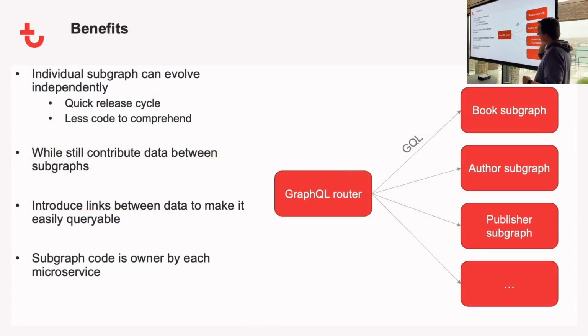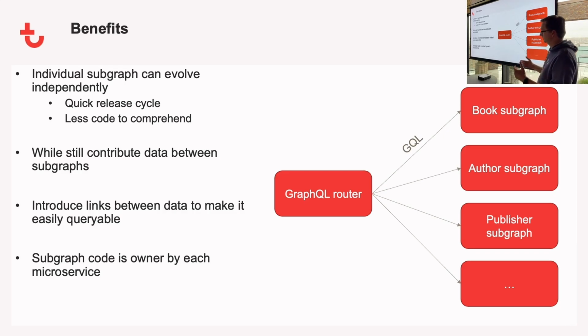It gives a ton of benefits. The biggest benefit, at least for me, is that now these different subgraphs can actually release more independently, because they don't need to coordinate on who can update this, now there's a bug, and can we not. It's still possible to contribute data between the subgraphs. So you can still say that, hey, if the publisher knows a little bit about the book, it can contribute and stitch that data in on the book type.